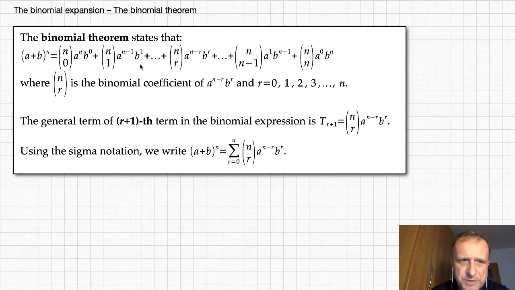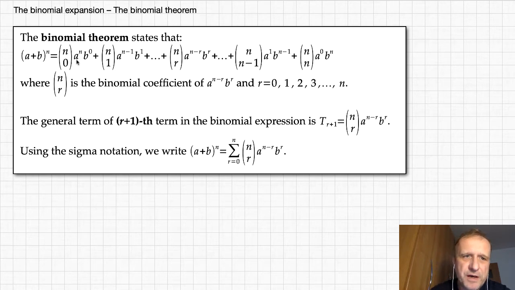Each term, each independent term: this is the first term, this is the second term, this is the r plus 1 term, this is the nth term, and this is the n plus 1th term. We have n plus 1 terms because 0, 1, etc. until n make altogether n plus 1 numbers. The numbers from 1 to n, there are n of them, but plus this one, so we have n plus 1 terms altogether.